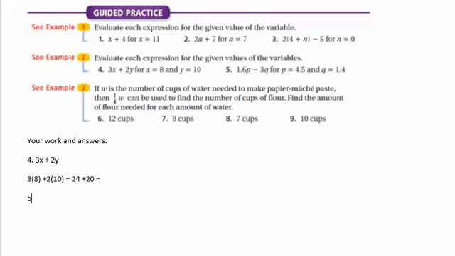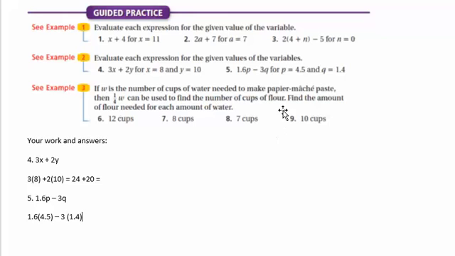Now number 5 has some decimals in it, but it's nothing different than any of the other work. We'd have 1.6 times p. Oh, and then it's a minus 3 times q. So we replace the p with what p is equal to, which is 4.5. So 1.6, and then I'll use the parentheses to show multiplication and put the 4.5 in the parentheses. And then I have to subtract 3 times, the 3 times q means to multiply, and the value of q they tell us is 1.4.